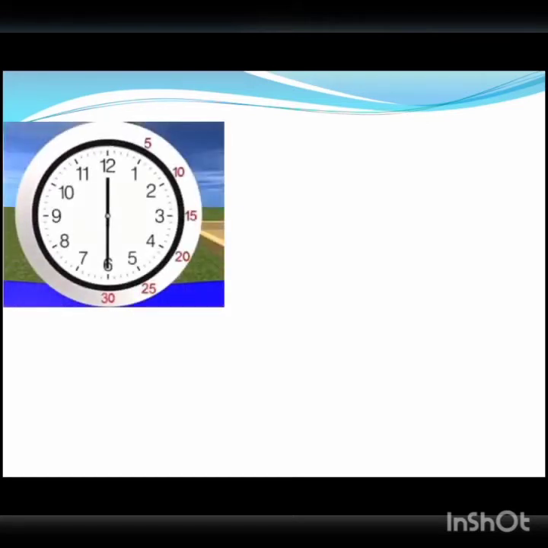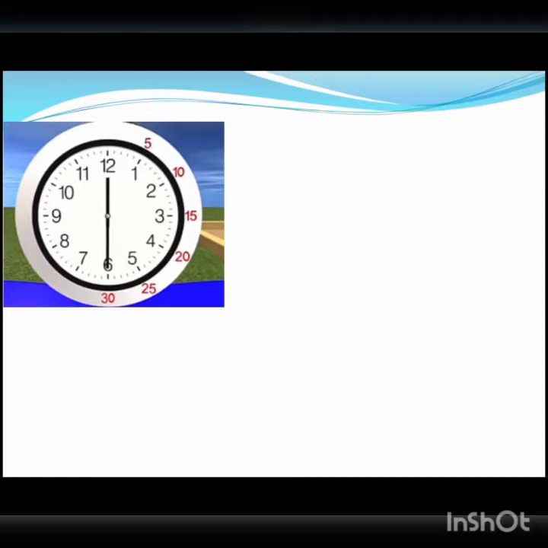Now the second type. When your hour hand lies on 12 and the minute hand lies on 6, then it is known as 12:30. The number 6 represents 30 minutes for the minute hand because 5 sixes are 30. Here, each number represents the gap of 5 minutes.